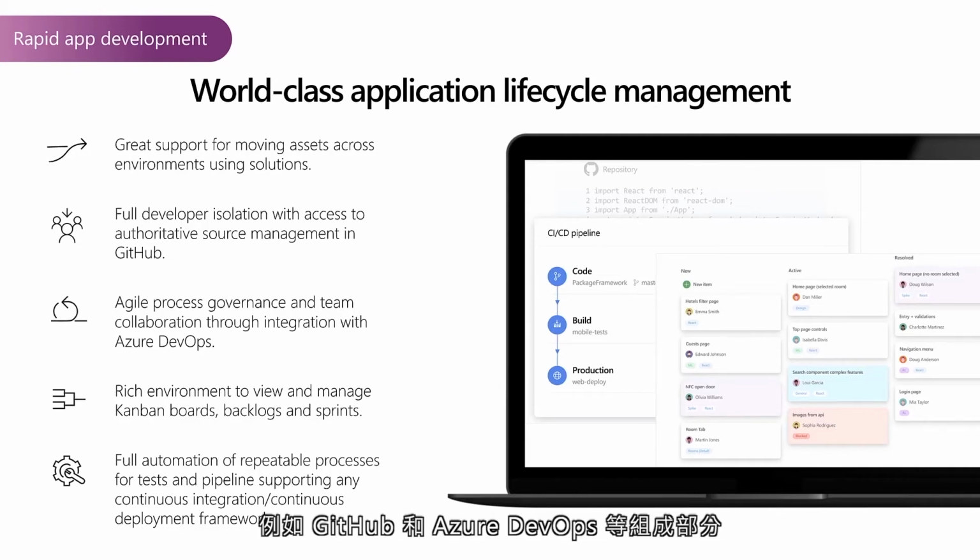Components like GitHub and Azure DevOps make it possible so you can follow a modern continuous integration, continuous deployment approach, so you can actually stage changes in source control, build them, and then deploy them, and actually manage that entire pipeline end to end from developer to end user.